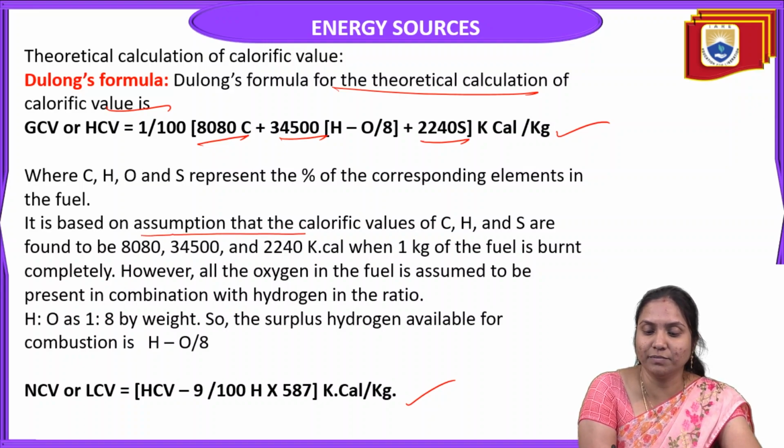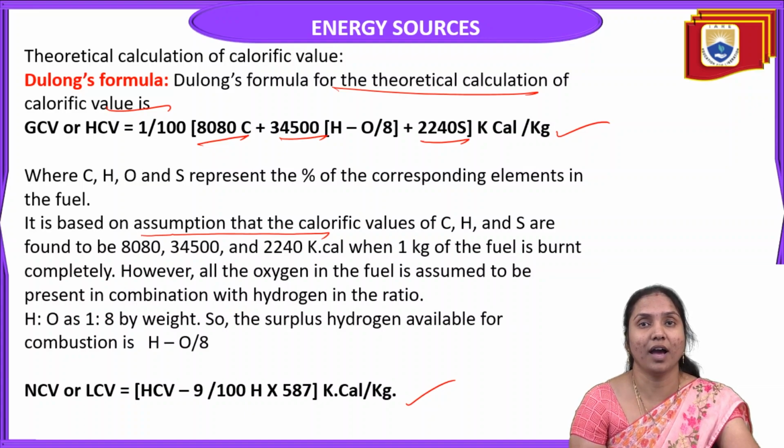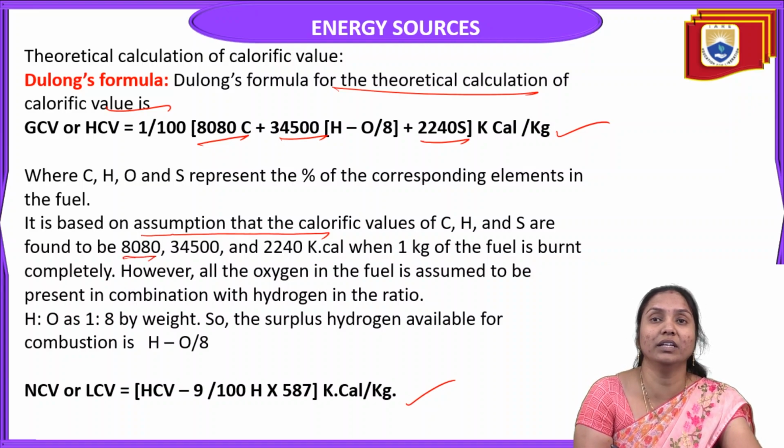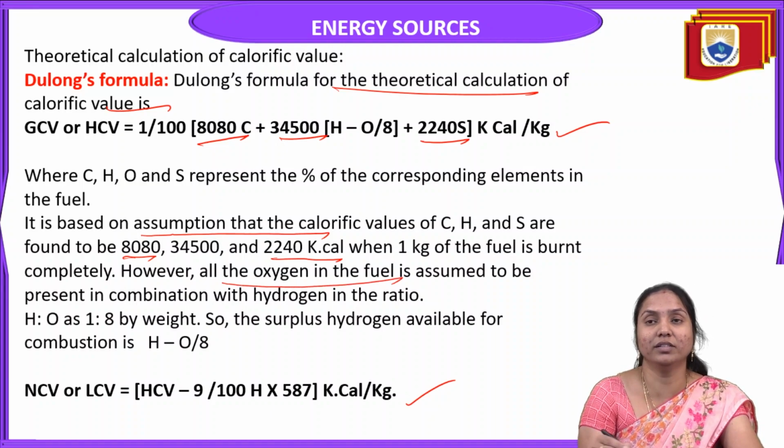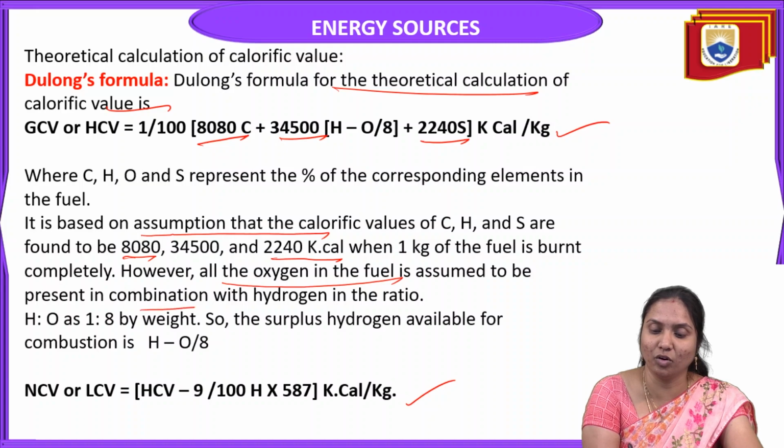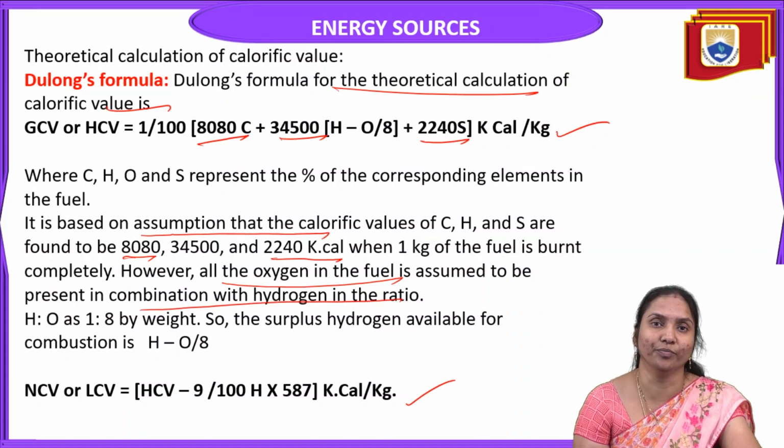In this formula, carbon, hydrogen, oxygen and sulfur represent the percentage of the corresponding elements in the fuel. It is based on the assumption that the calorific values of carbon, hydrogen and sulfur are 8080, 34,500 and 2,240 kilocalories when 1 kg of fuel is burned completely. All the oxygen in the fuel is assumed to be present in combination with hydrogen, in the form of H2O.